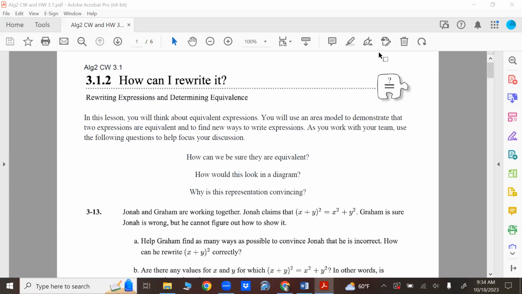Okay, so in this lesson, you'll think about equivalent expressions. Guys, quiet, please. Use an area model to determine that two expressions are equivalent. Find new ways to write expressions. As you work with your team or table group, use the following questions to help you focus your discussion.